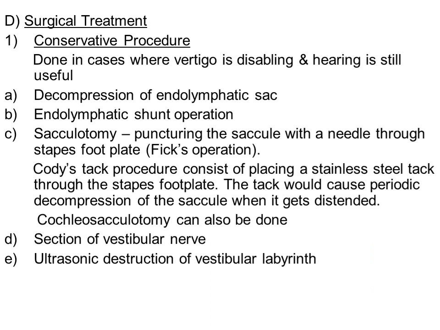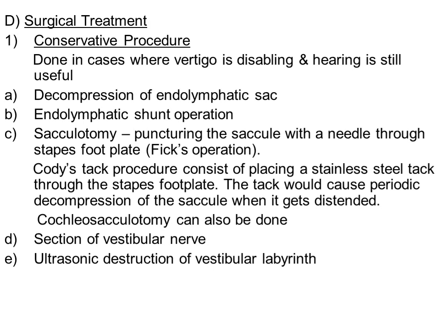Surgical treatment, again, surgery may be conservative or destructive. The conservative surgeries are decompression of the endolymphatic sac, or endolymphatic sac decompression. The second one is the endolymphatic shunt operation. You create a shunt between the endolymph and CSF. That's the endolymphatic shunt operation.